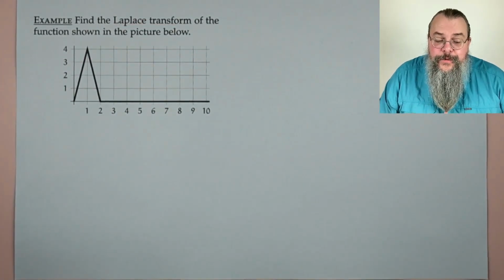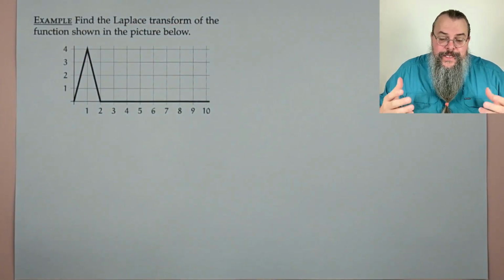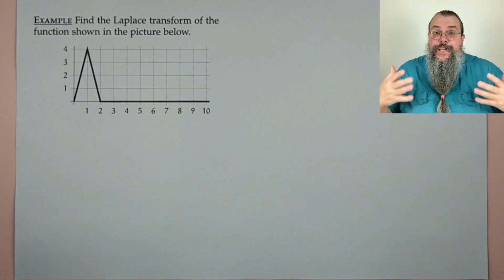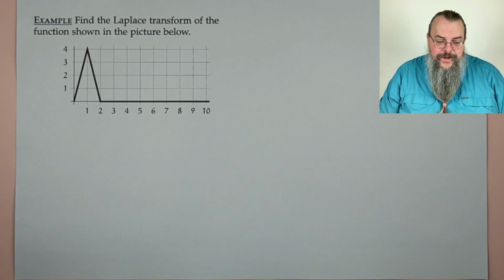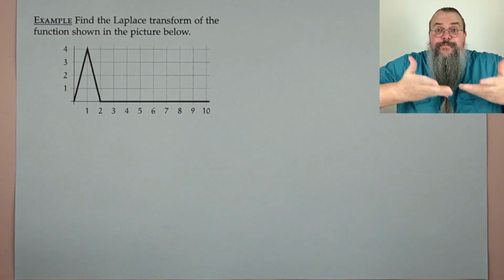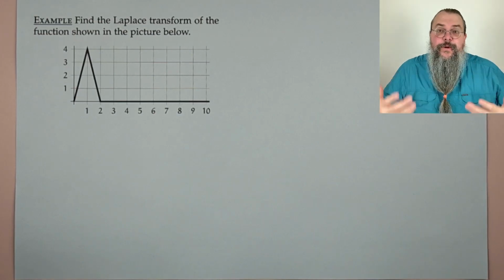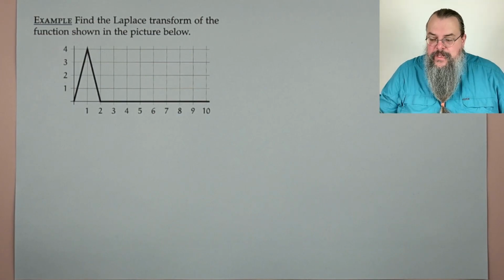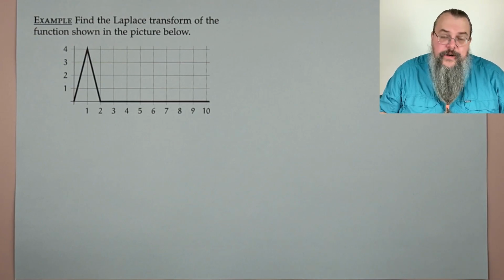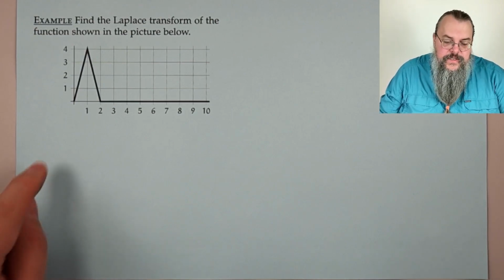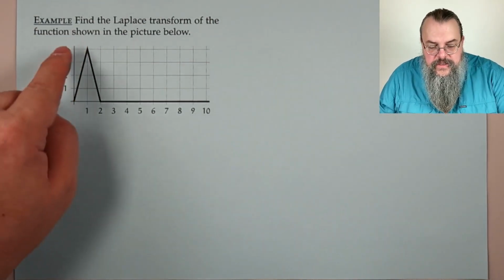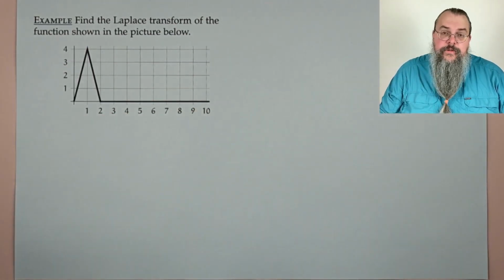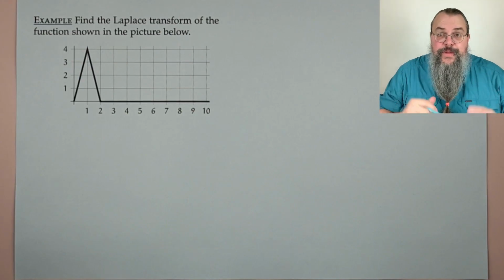Find the Laplace transform of the function shown in the picture below. Okay, so now they've given us a function in terms of a picture. All right, so the problem is you can't feed a picture into a Laplace transform. So what we have to do is rewrite it as something that can. Now, here we see there are 3 behaviors. There's this going up, there's this going down, and there's this staying level. So let's rewrite it as a more typical piecewise function.